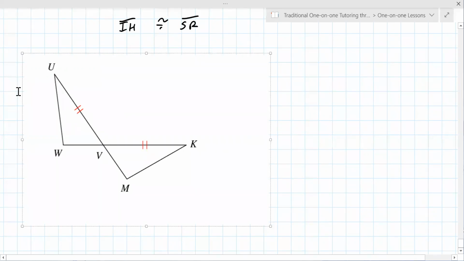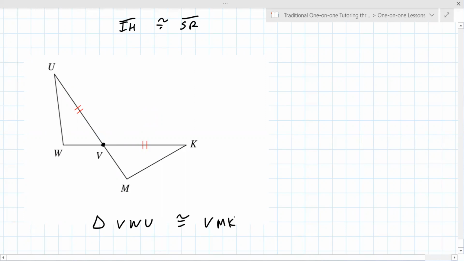Yeah, let's see if we get this one down here. So this one's the first one where they're connected now. All that means is that V is going to be in both. Okay, so V W U is congruent to V M K. I agree. Okay, so you got that down.